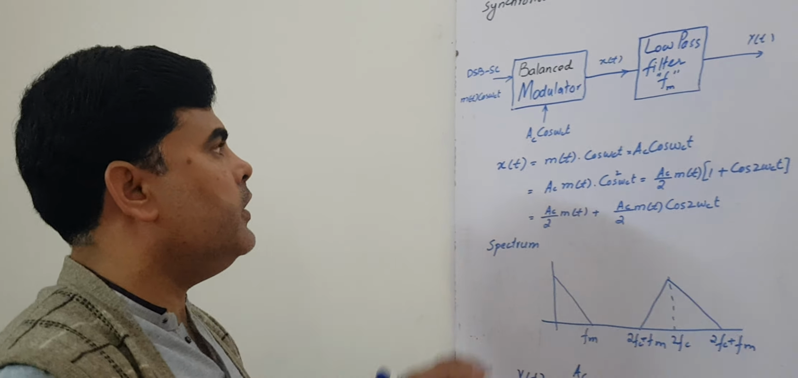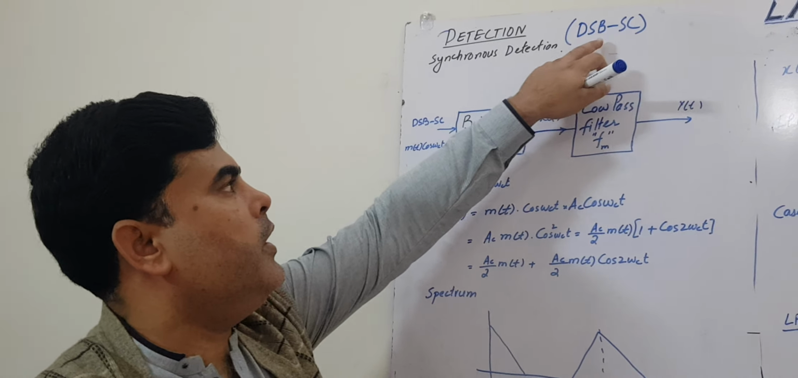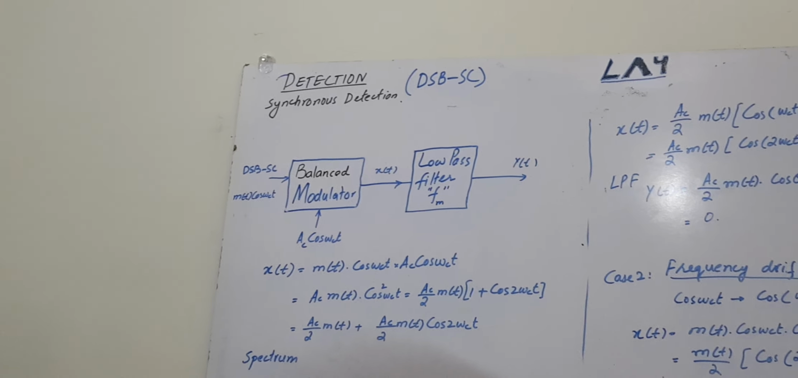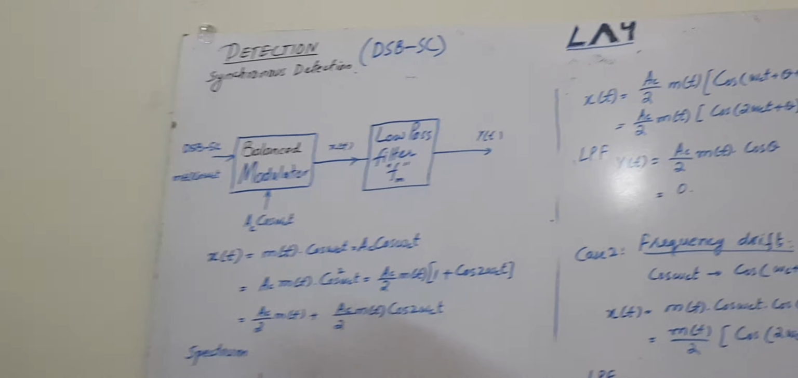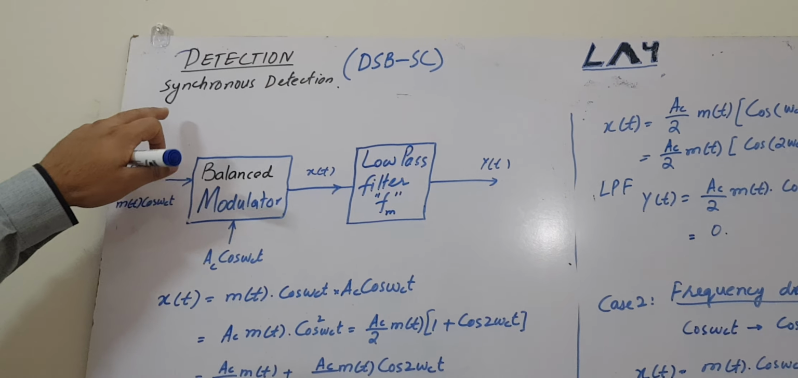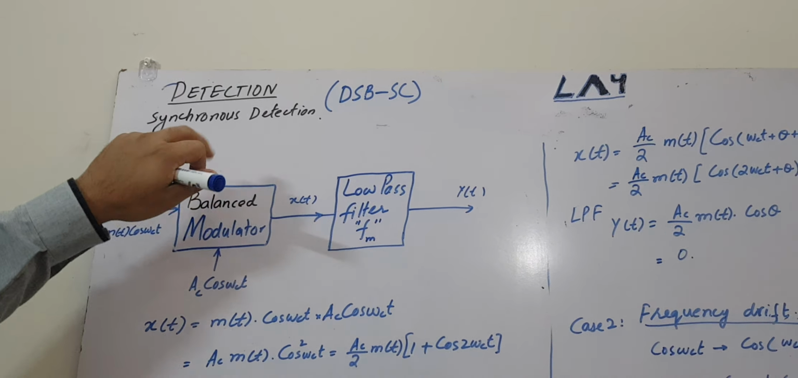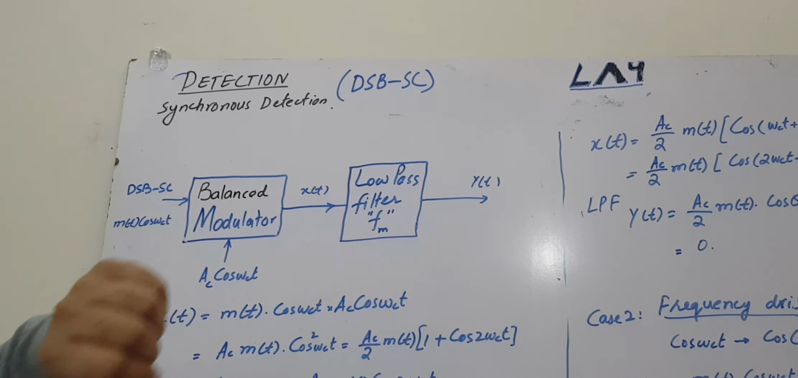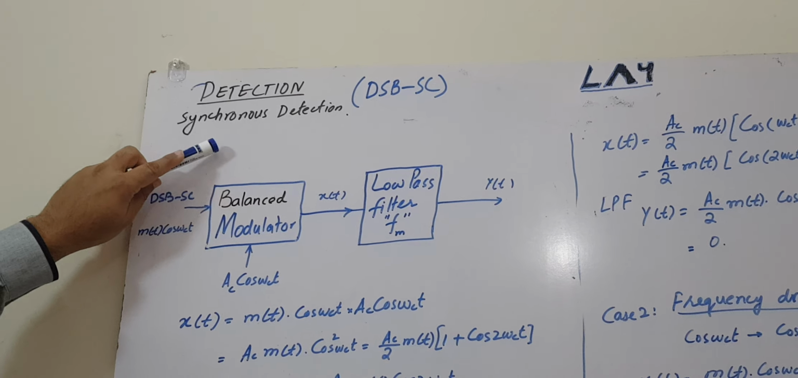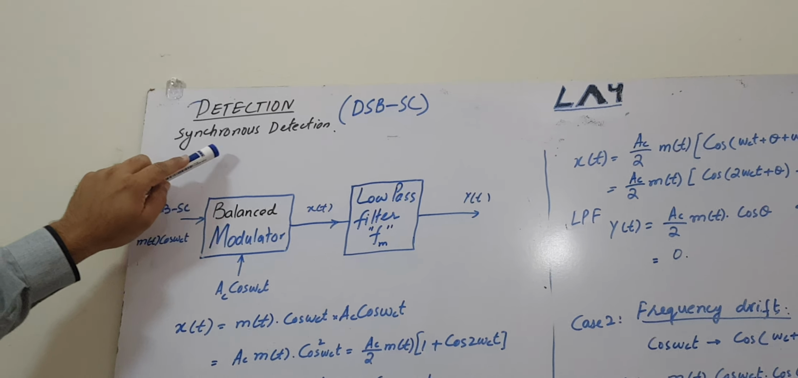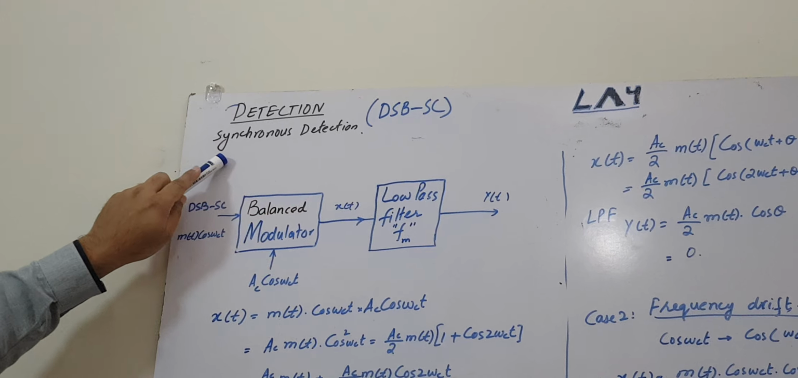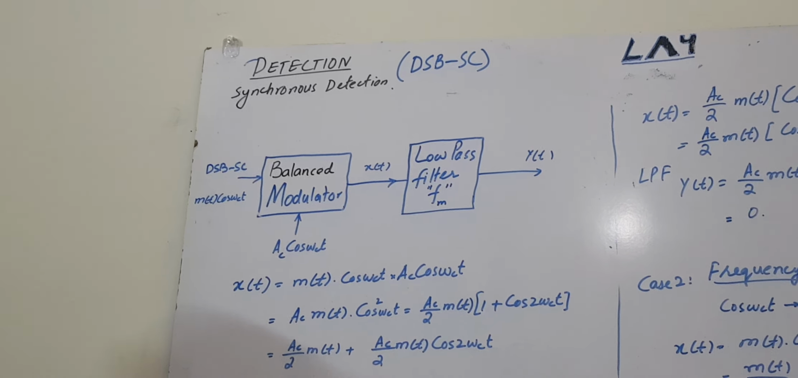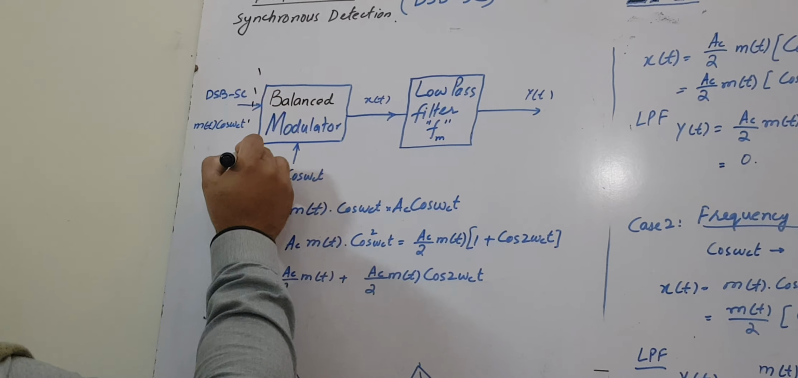We have already discussed the generation of double sideband suppressed carrier, using different modulation methods like the ring modulator and single balanced modulators. Now in this lecture we are going to discuss the detection, or demodulation, of double sideband suppressed carrier modulation. The very first method preferred for detection is known as synchronous detection.